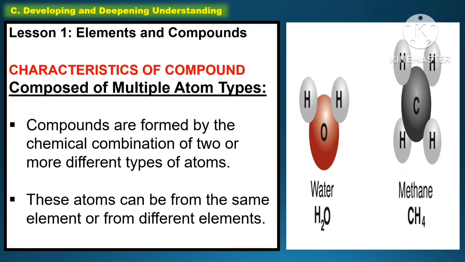The following are the characteristics of a compound. The first one is that it is composed of multiple atom types. Compounds are formed by the chemical combination of two or more different types of atoms.